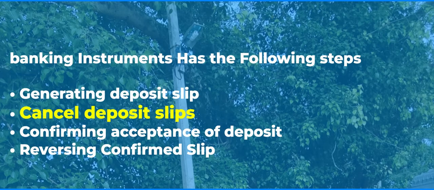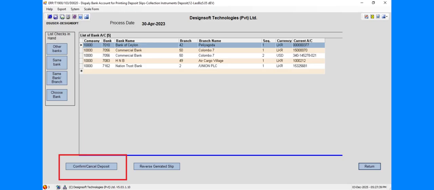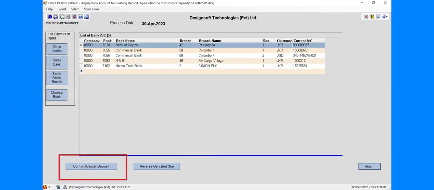Cancel deposit slips when there is an error or bank rejects some of the instruments, and regenerate a new slip with only accepted instruments. Confirming acceptance of deposit slip by bank, at which point instruments are marked deposited and balance in instruments in hand ledger is transferred to the bank account sub-ledger, transparent to the user.